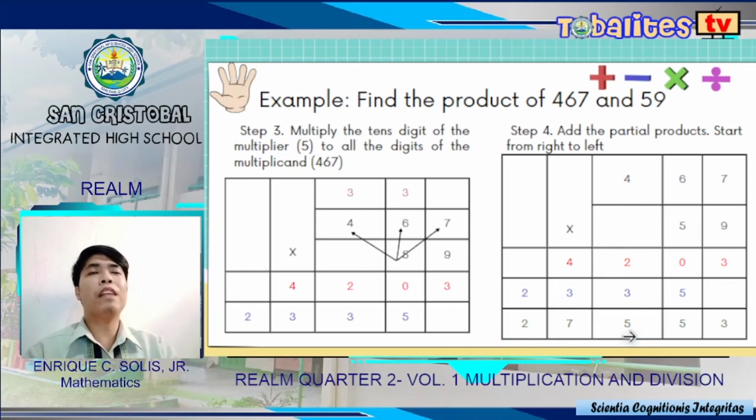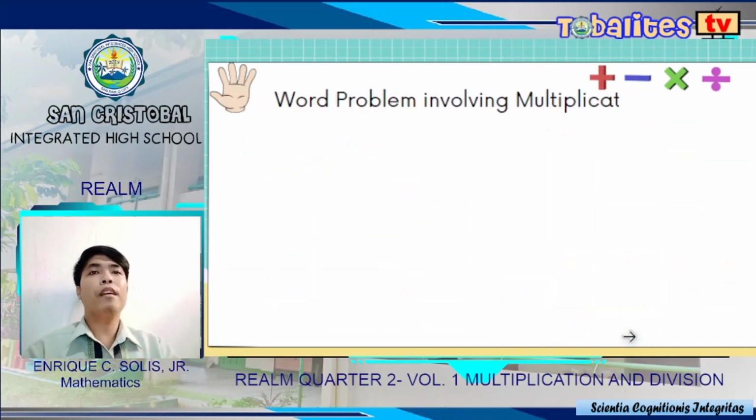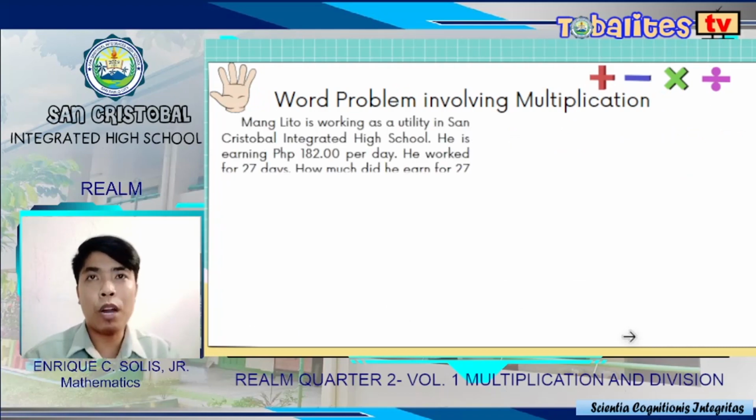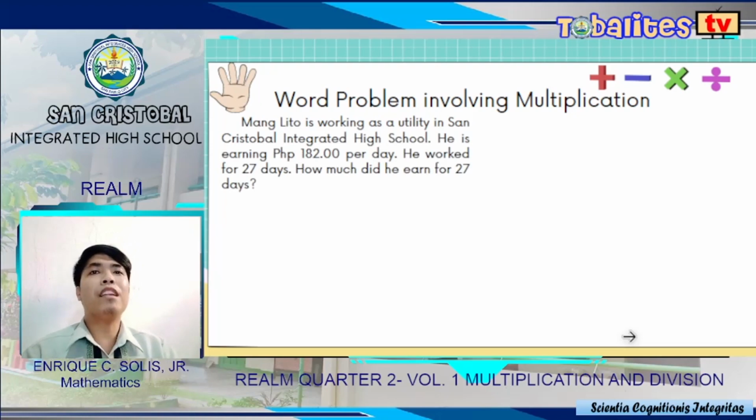Okay, very good. Now, let's proceed with word problems involving multiplication. So, for our problem, Mang Lito is working as utility in San Cristobal Integrated High School. He is earning 182 pesos per day. He worked for 27 days. How much did he earn for 27 days?